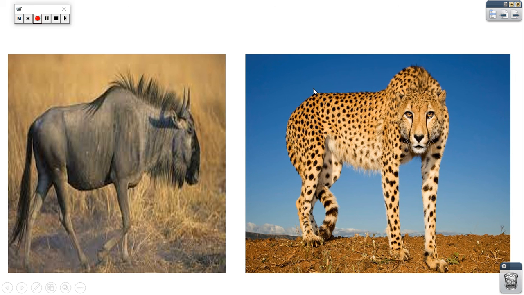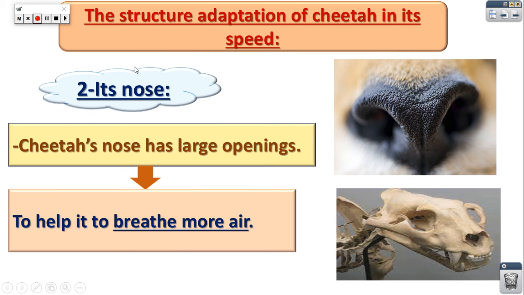When the cheetah puts its head between its shoulders, the friction force decreases and it makes the cheetah move faster. The second adaptation is in the nose. Can you see it has big or large openings in the nose? Can you see that's the skull of the cheetah? It has a large opening. Why? To breathe more air.